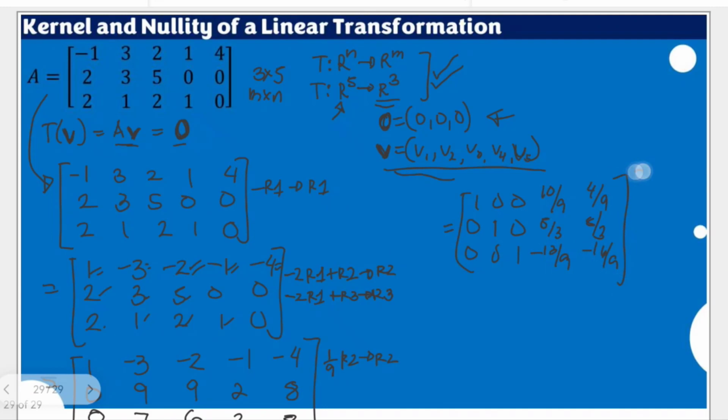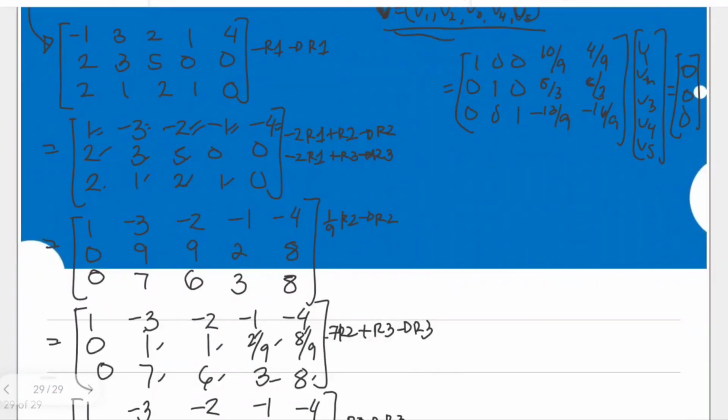This will now be multiplied to our vector in R5: V sub 1, V sub 2, V sub 3, V sub 4, V sub 5, which is equal to our 0 vector in R3: 0, 0, and 0. So once you multiply this, you will have these equations.